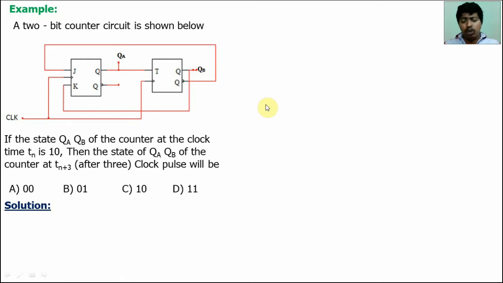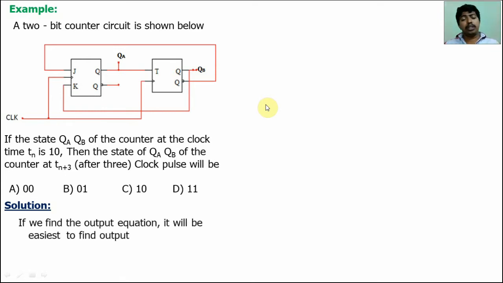Our objective is to find the output equation. If we find the output equation, it will be the easiest one. So the first step is to mark the inputs. In the circuit, this is QA, this is QA bar. The bubble indicates the bar. Here QB, here there is a bubble. It indicates the complement of this Q.